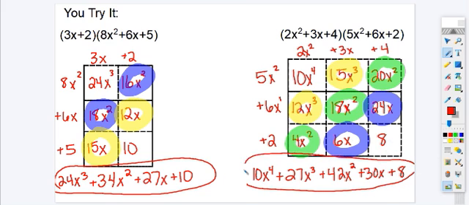All right, you guys are going to do some practice with this to get even better at it. But that's how you use the box method to multiply polynomials. You'll have a beautiful day.